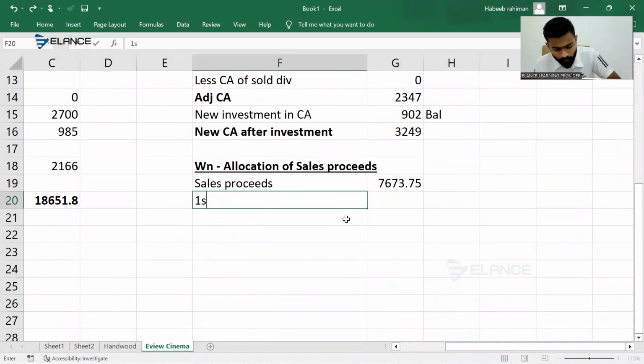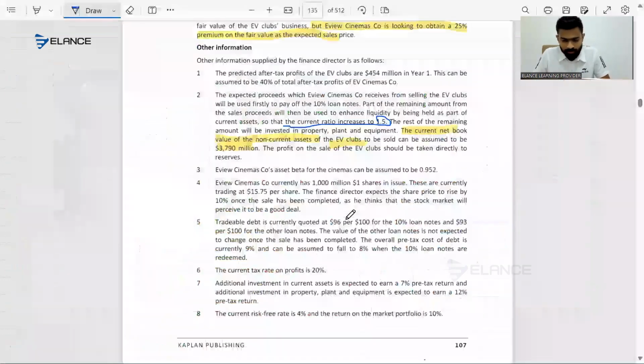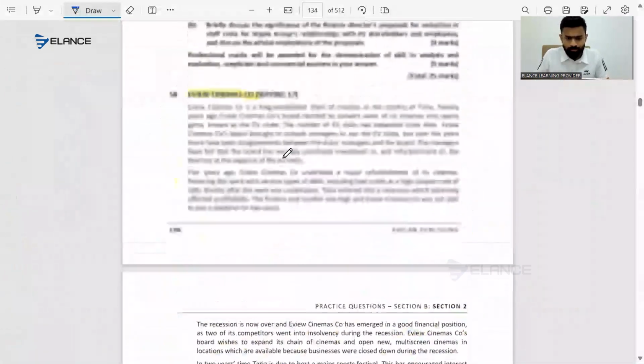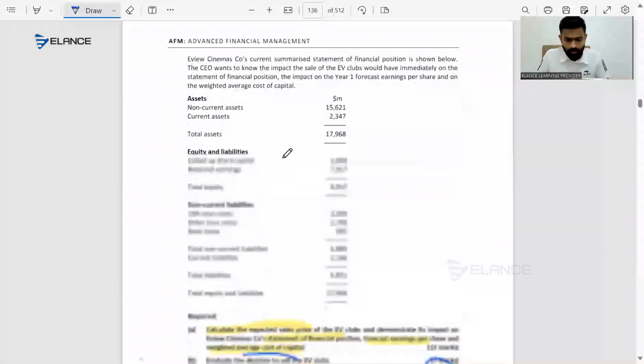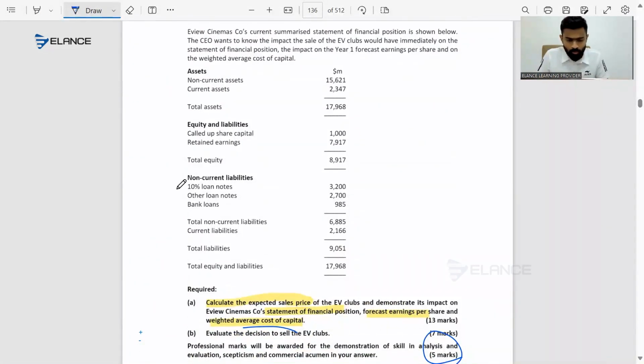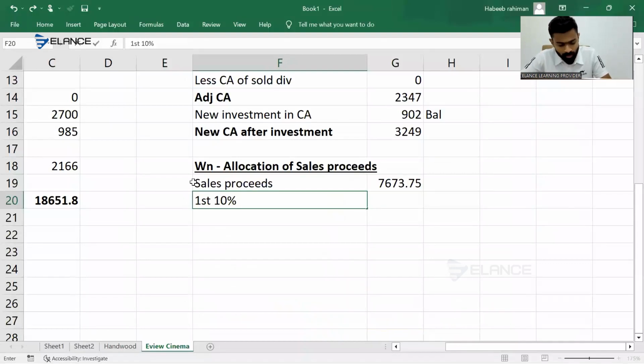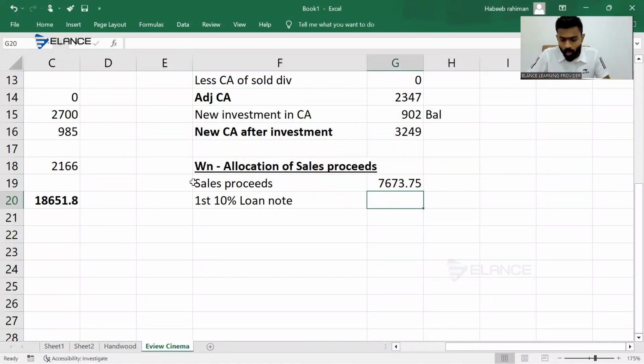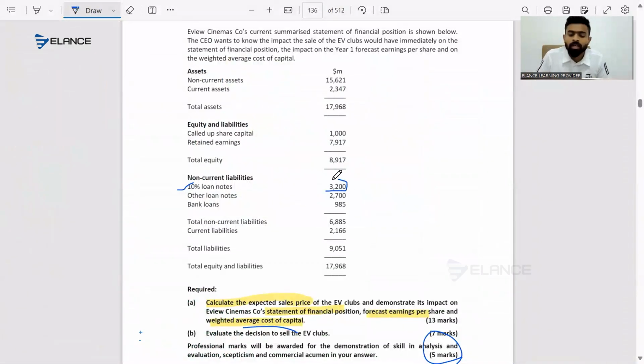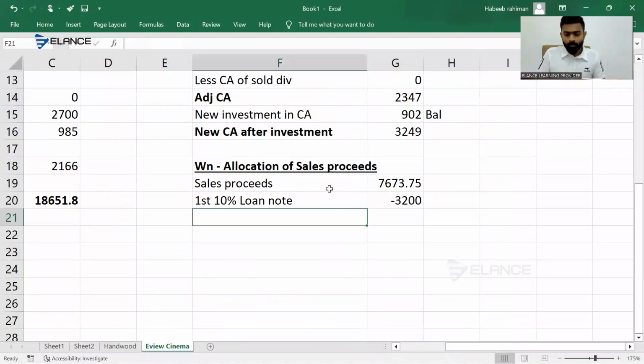First, we will pay off what? The loan note. The 10% loan note, if I'm not wrong, right? They said this 10% loan note will be paid off. So how much money will be reduced from this? 3,200. The loan money is 3,200. So it will be paid off.